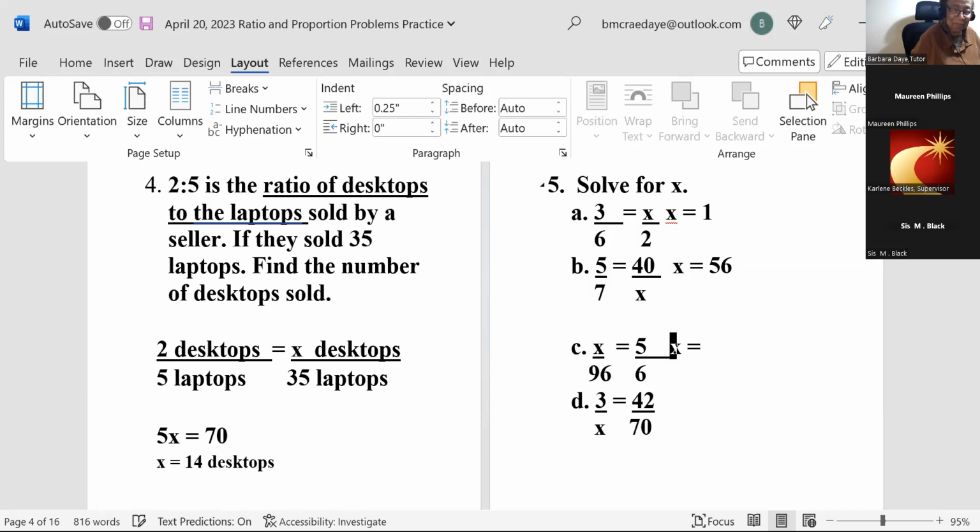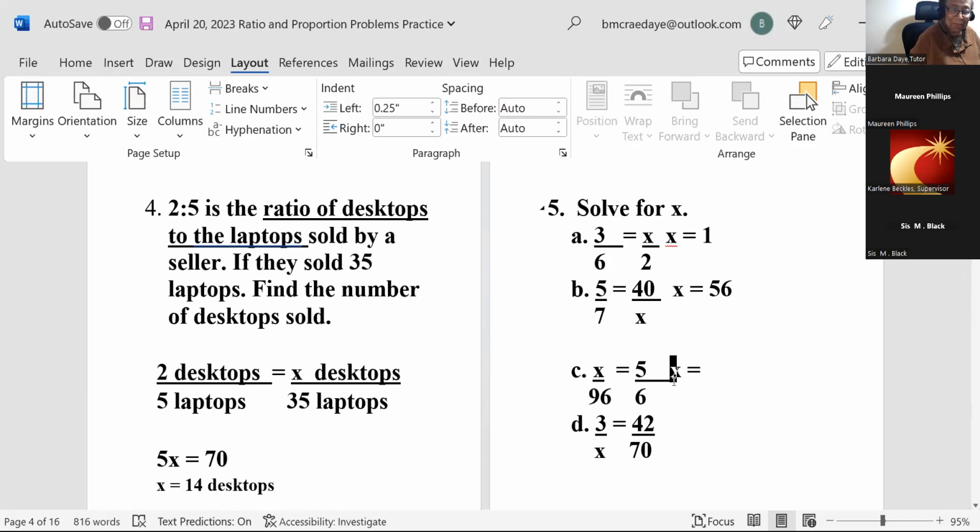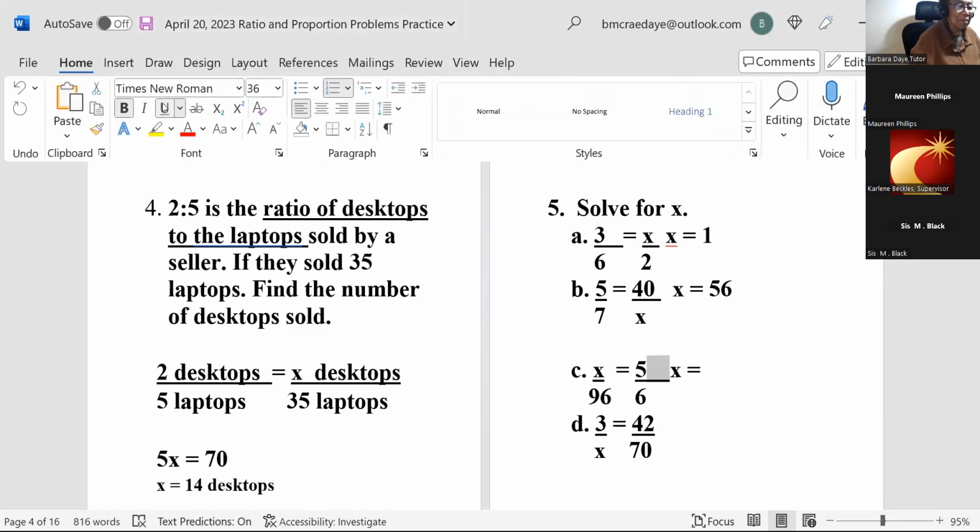96 by 5 is 450. 5 nines is 45. No, 6 fives is 30. 5 sixes is 30, 9 fives is 45. Or 3 is 48. 480. Right? So what is X equal to? 480.